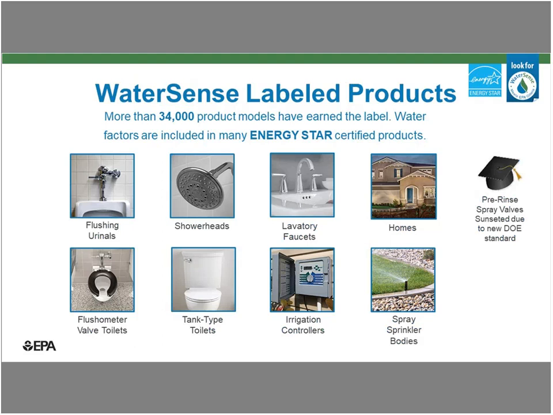So the WaterSense label can be found on more than 34,000 product models so far. We are also working with Energy Star to develop water factors in some of the Energy Star specifications as well. So when you are looking for a product that's efficient, you can either find the WaterSense or Energy Star label and be confident that it's going to save you water and energy. So WaterSense currently has specifications for flushing urinals, flushometer valve toilets, tank-type toilets, shower heads, laboratory faucets, and then we also have a few outdoor-related products such as irrigation controllers and spray sprinkler bodies that help control the pressure in a sprinkler system.